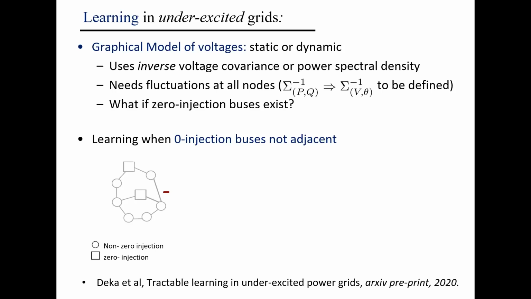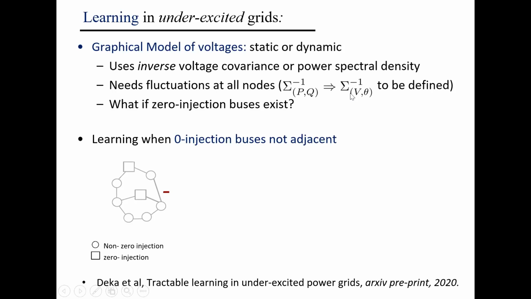And this is known, for example, in transmission grids, because you have zero injection buses. You have certain buses in the system which are not really consuming or producing any power. They are just used for directing power along edges connected to them. So what happens when zero injection buses are present? Well, clearly you cannot find the inverse covariance of voltages or the inverse power spectral density. So the graphical model directly doesn't apply.